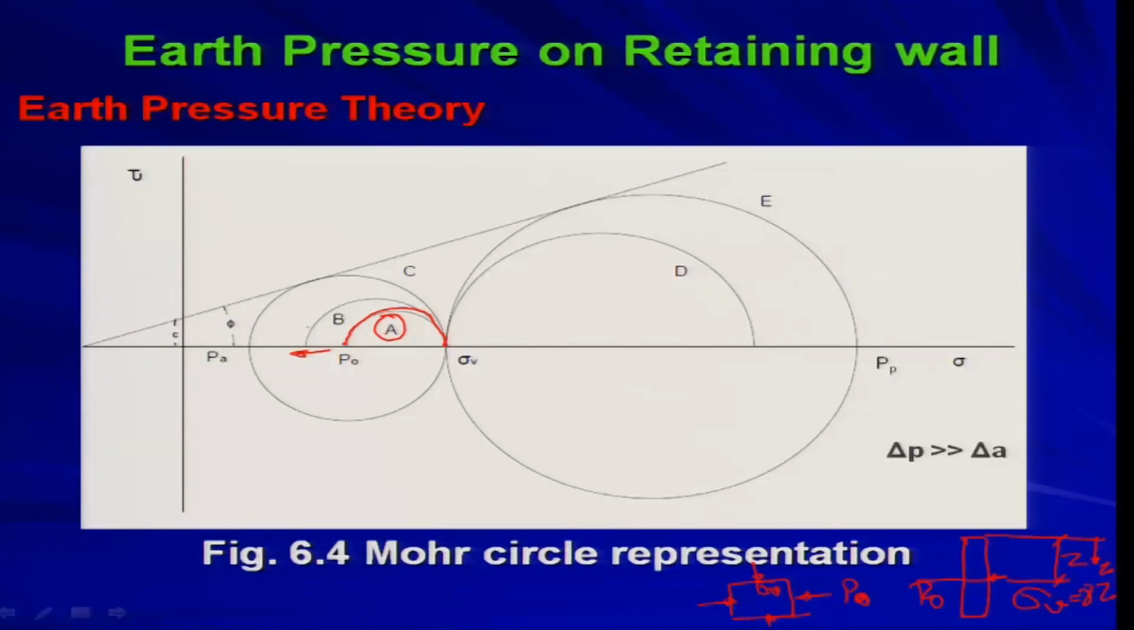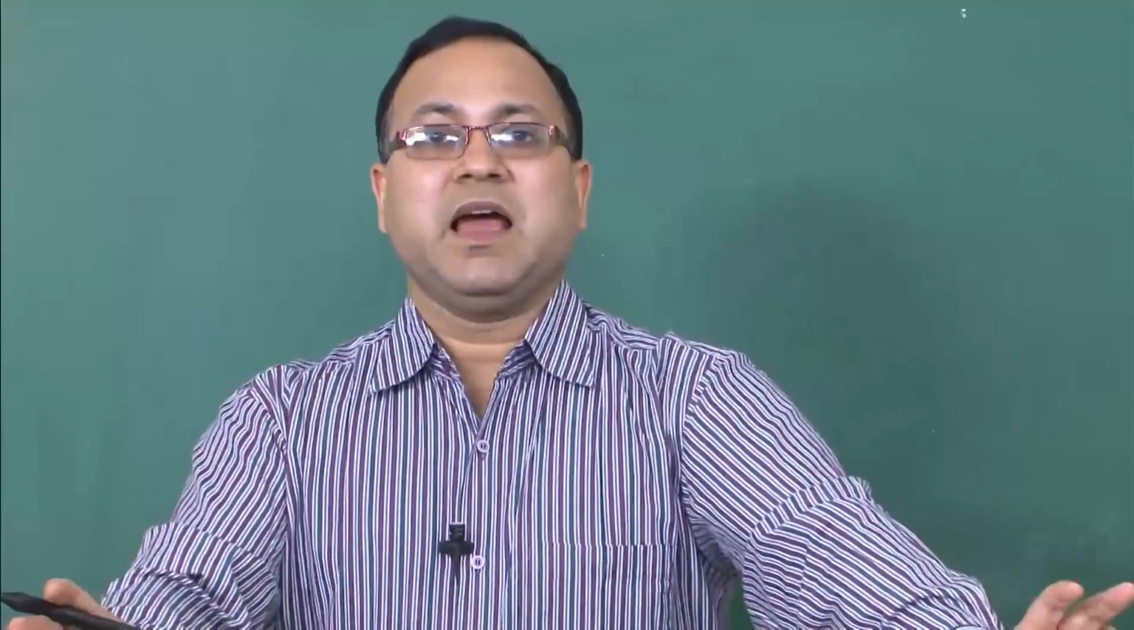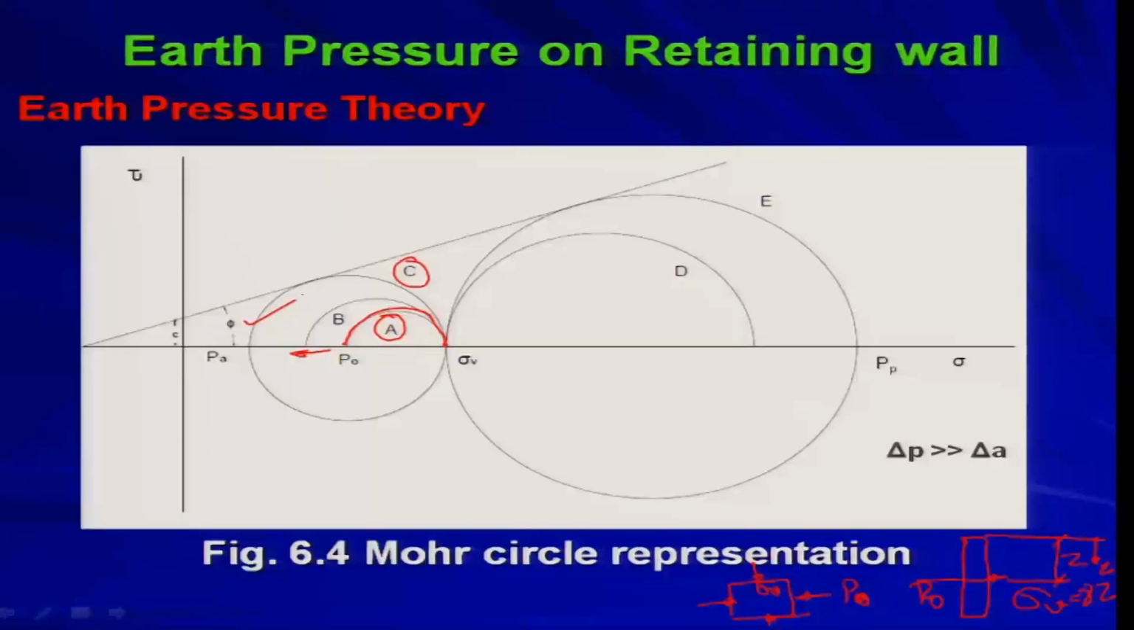So, from A you are getting circle B, and at the ultimate state you are getting circle C. This circle will be telling you about the state of stress at active condition, and this point will be giving you the minor principal stress at active condition, which is eventually PA, the active earth pressure. So, I hope that you have understood.